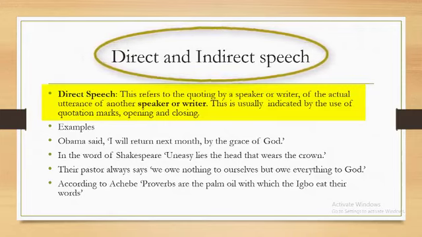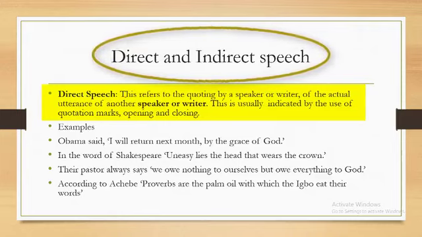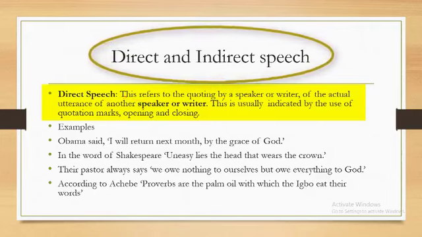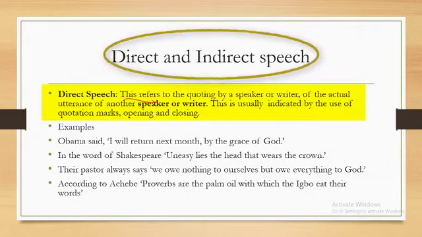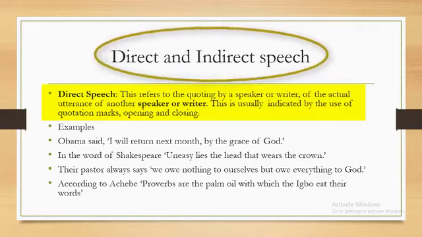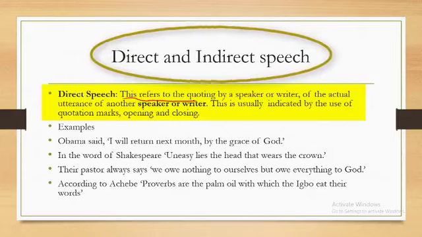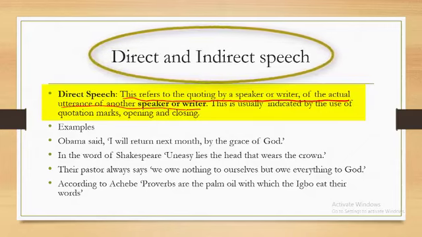Apart from just quoting verbatim, what else do we need to know about direct speech? It is usually indicated through the use of what you call a quotation mark. Quotation mark is one of the punctuation marks we use in English language.